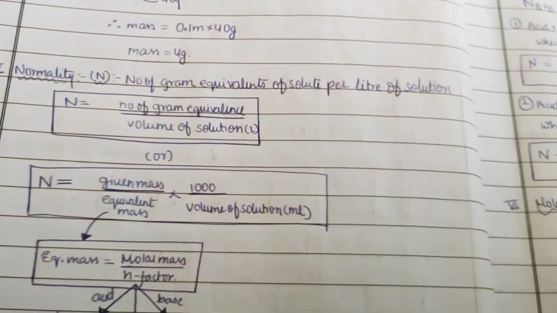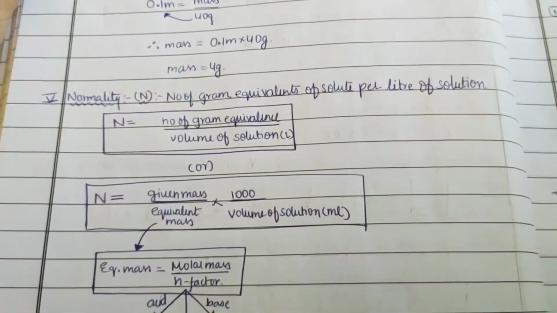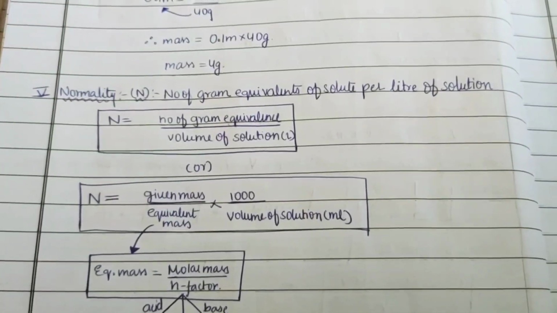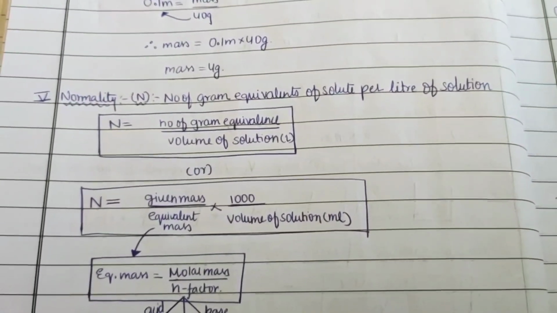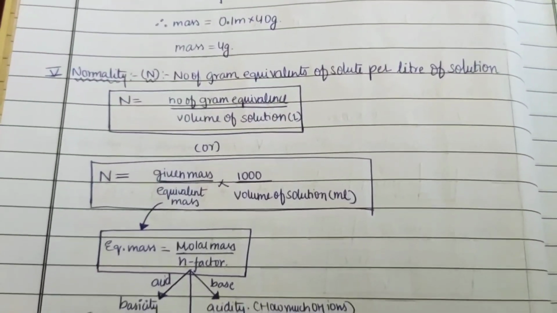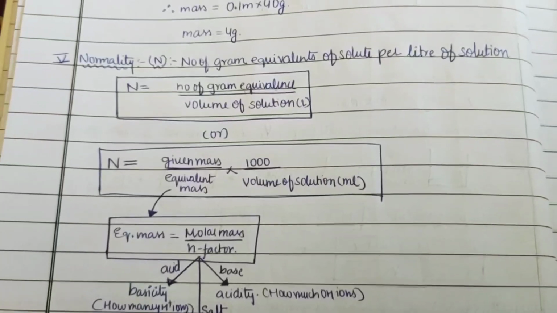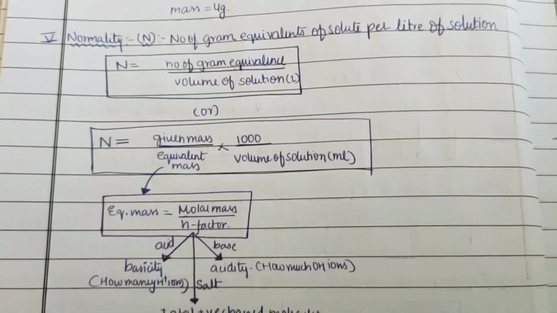of solution. Now let us discuss another concentration term, which is normality, which is represented by capital N. Number of gram equivalents of solute per liter of solution. Here N = number of gram equivalents by volume of solution in liter, or we can write N = given mass by equivalent mass into 1000 by volume of solution.